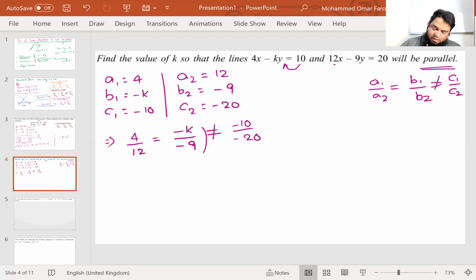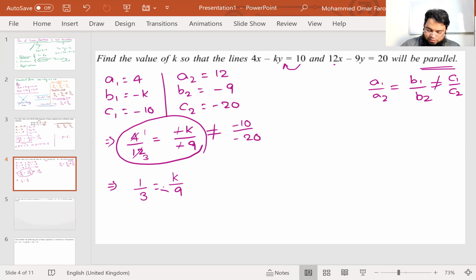So if we equate this, what happens? 4 ones are 4, 4 threes are 12. So 1 by 3 equals, minus and minus get cancelled, k divided by 9. Transpose this 9 to the left hand side, it comes to the numerator. So 9 by 3 equals k, which implies the value of k is equal to 3. 3 ones are 3, 3 threes are 9. So k equals 3.